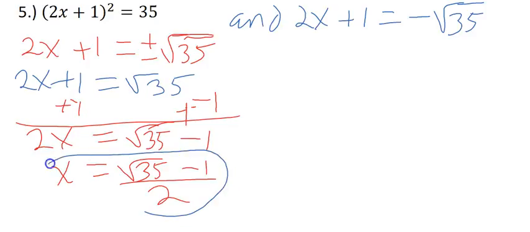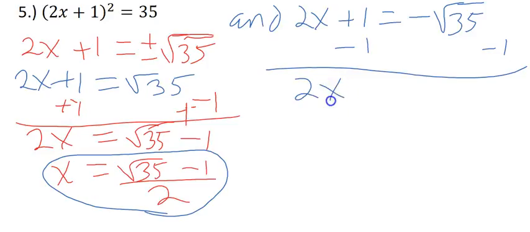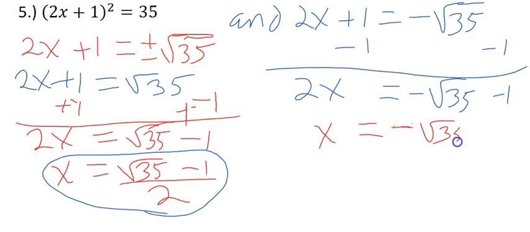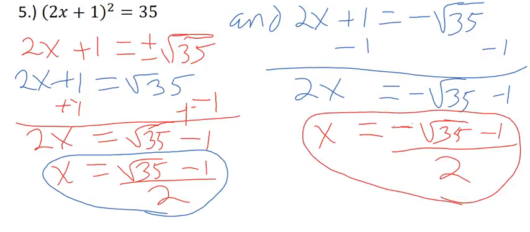Okay, so that's one of them. And the next one, we do the same thing. We subtract 1 from both sides. So 2x equals negative square root of 35 minus 1. X is negative square root of 35 minus 1 over 2. Alrighty. Okay, hope you get this. It's all about solving equations step by step. Good luck.